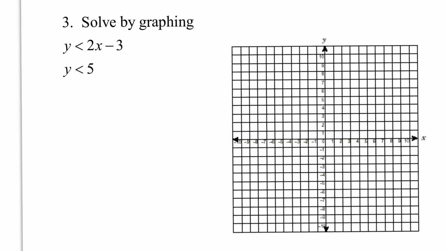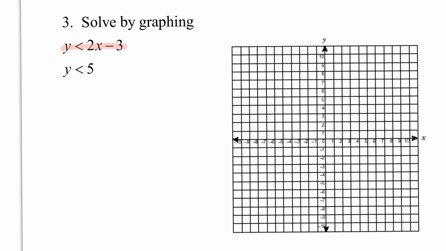Now for this one, what I want to show you guys is especially the inequality on the bottom here, y is less than 5. You have to remember what you do to graph when you don't have an x, or sometimes you don't have a y. But let's go ahead and do the whole system. I'm going to graph the top first.